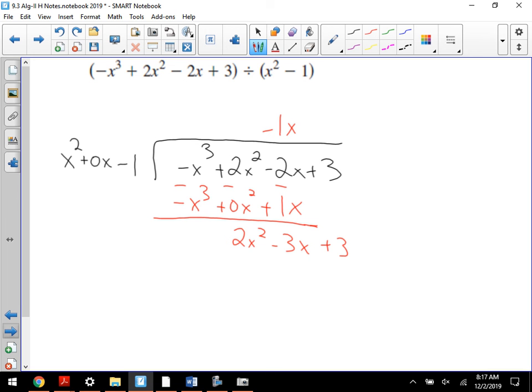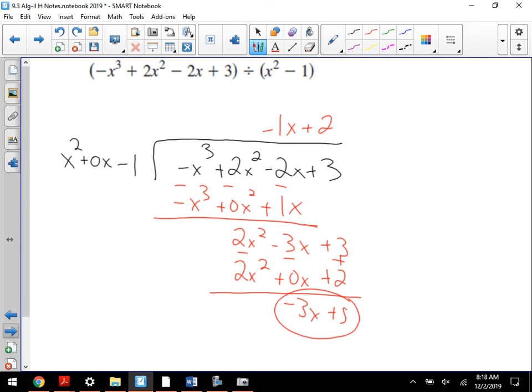And now what do you multiply x squared by to turn it into 2x squared? 2. Bring that across. And this would have been negative 3x plus 5. And that was your remainder. Remainders, again, get brought back up.